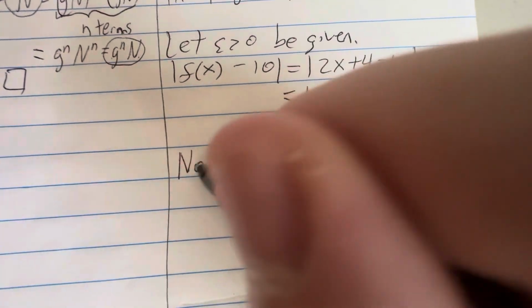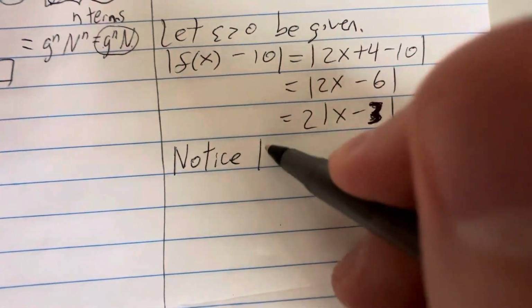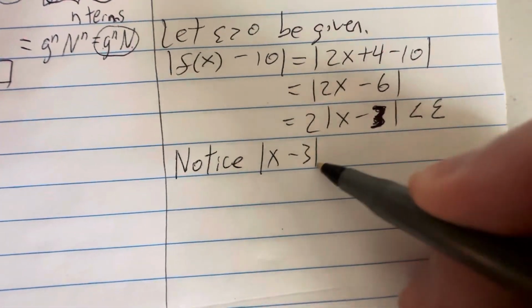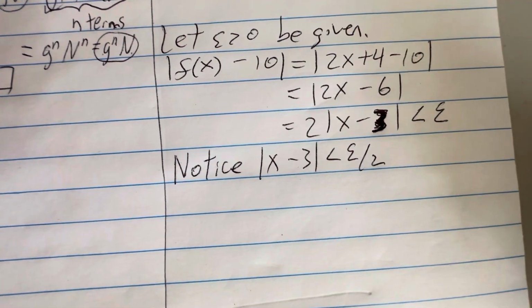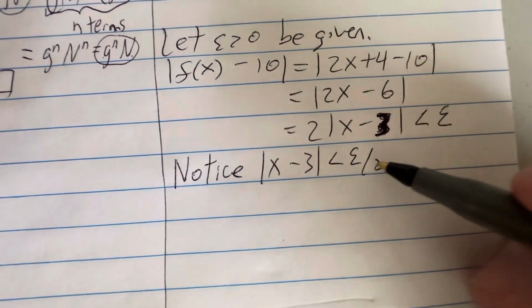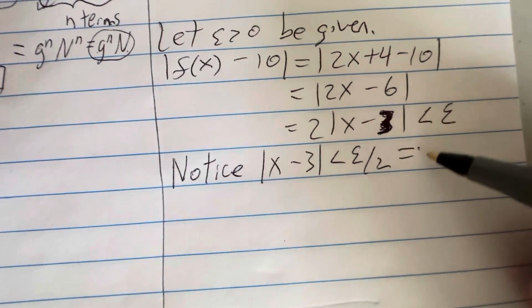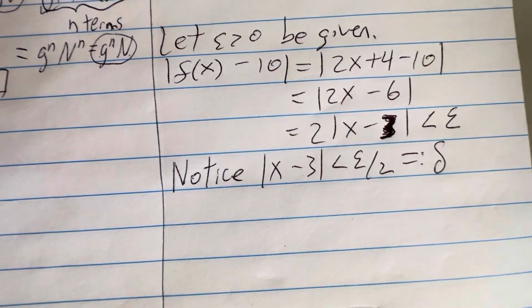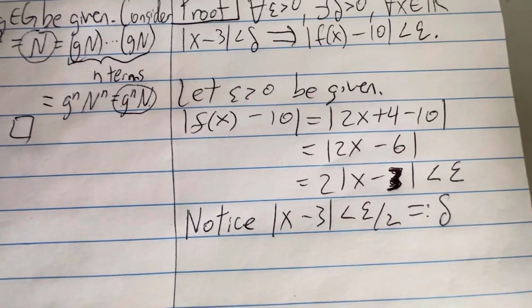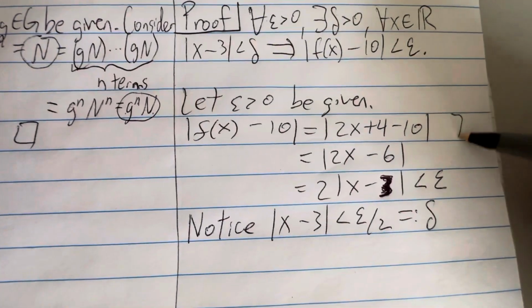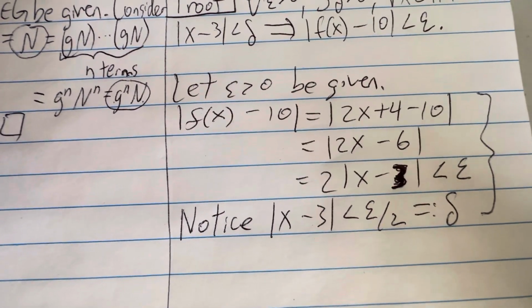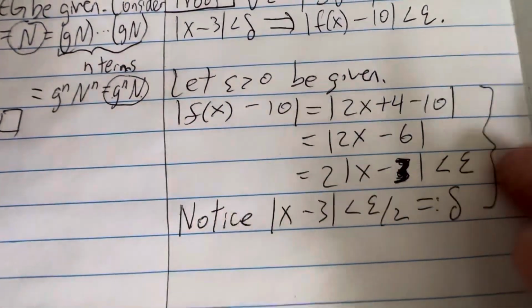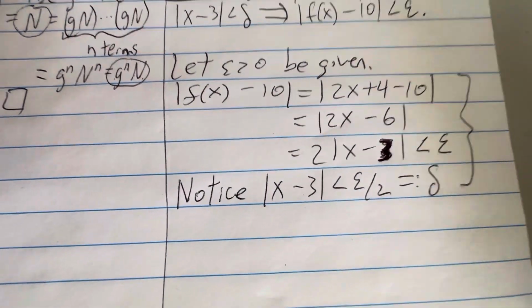So notice, if we divide by 2, we'll get this. And now our answer is staring us in the face. We want to define delta to be this guy. So if I was writing this proof up, this would be off to the side. I would not include this in my proof. This is the analysis step, so I would do this on a separate sheet of paper.